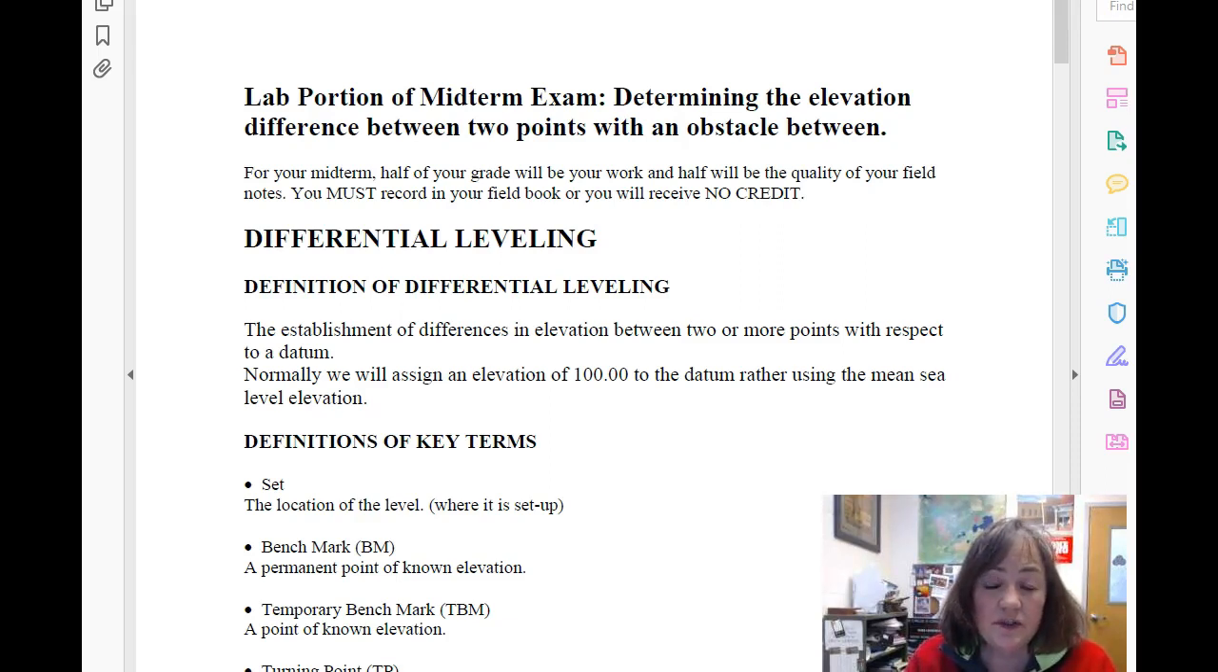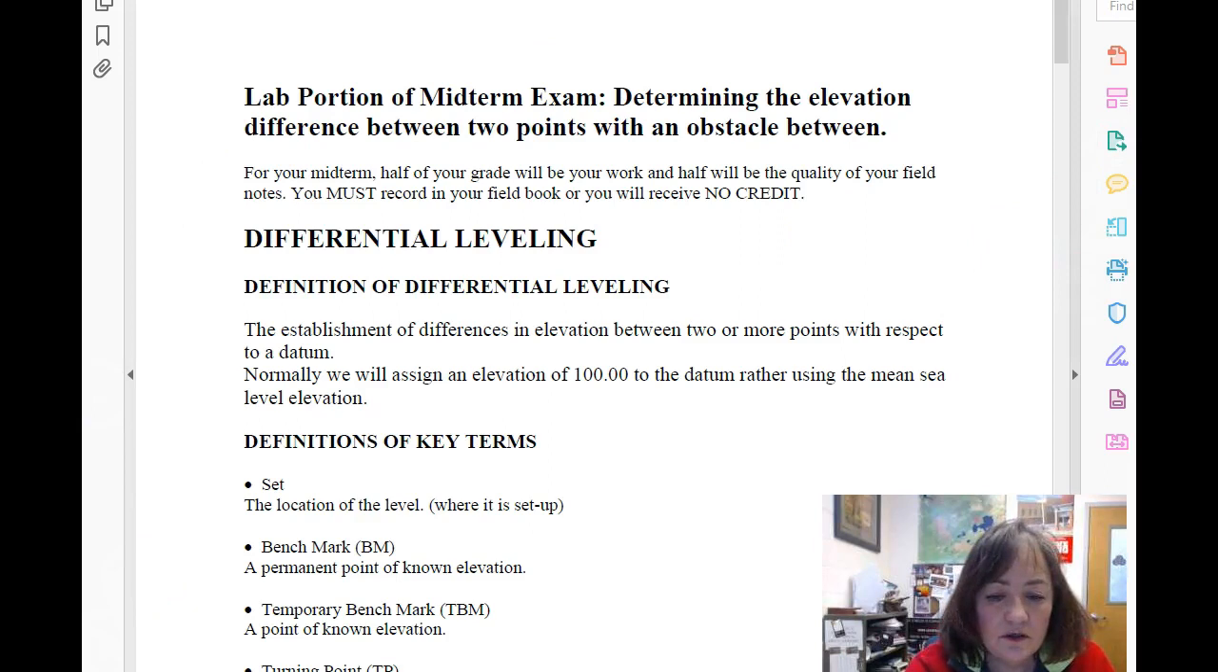So the document I'm going to show you is going to be posted to the Moodle page and will also be available to you the day of the midterm exam. But the quality of your work on this exam is going to determine your grade. Half of your grade in the midterm will be determined by the quality of your work, and half will be determined by the quality of your field notes. So everything is in this document. I'm going to go through it step by step to explain it, and I have a little stub of an example to help you get started.